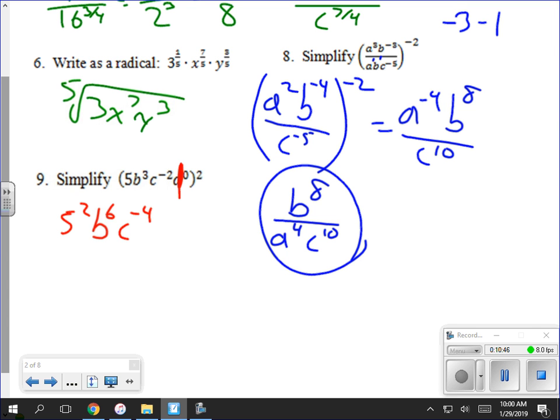Okay. Now, 5 squared, I don't want to have 5 squared. I rewrite that as 25. And then I have b to the 6. I'm not allowed to have a negative exponent. So I move the c to the 4th to the denominator and make it a positive exponent.